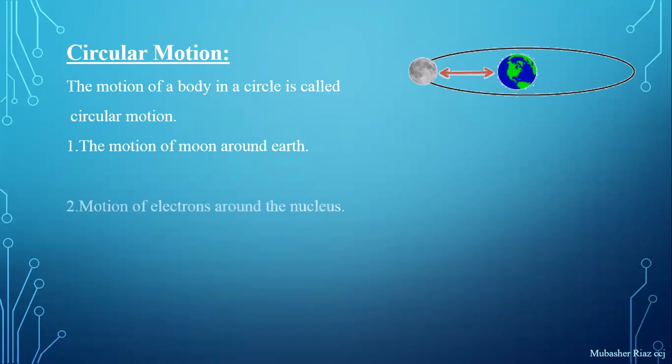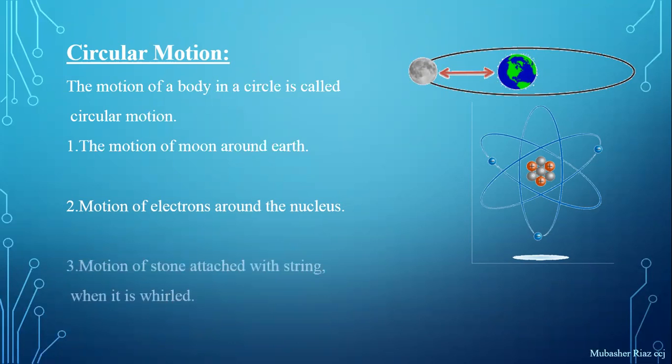Similarly, the motion of electrons around the nucleus is also a circular motion. When electrons are revolving around the nucleus in their particular orbits, this type of motion is also called circular motion. Another example is the motion of a stone that is attached to the end of a string. When it is whirled, it is also a circular motion. So the motion of a body in a circle is called circular motion.